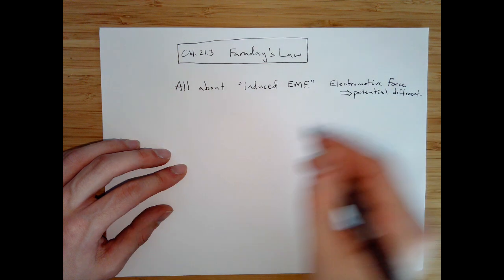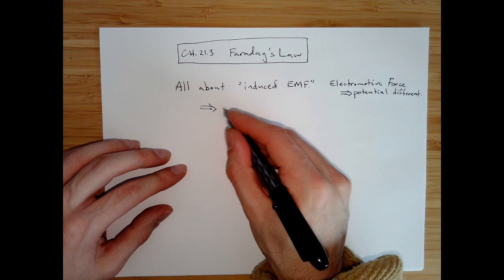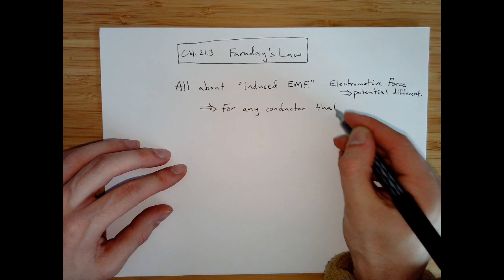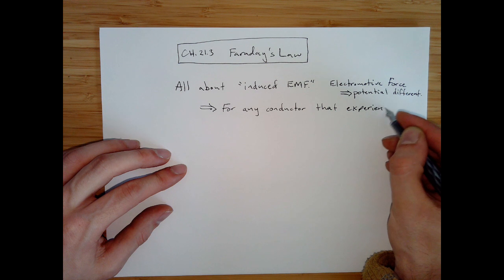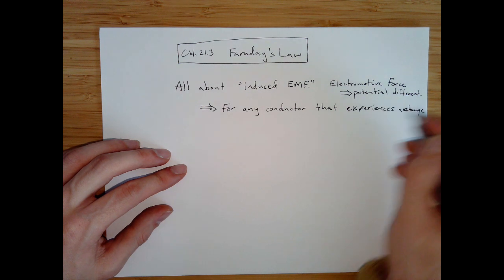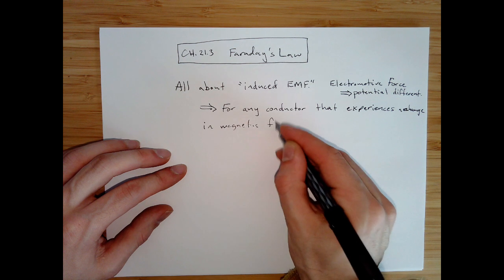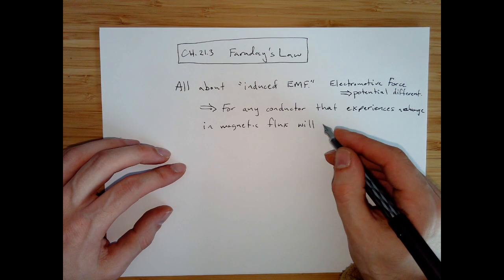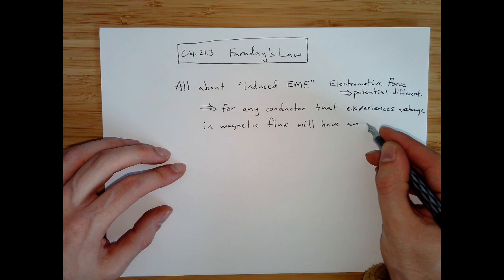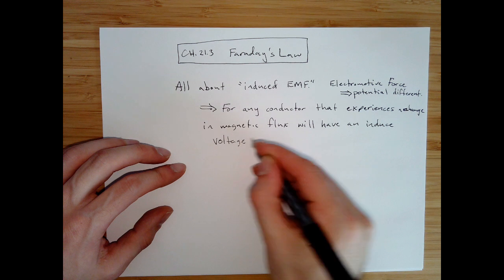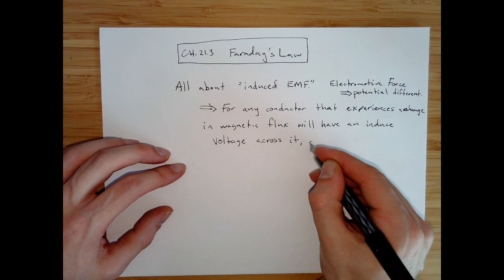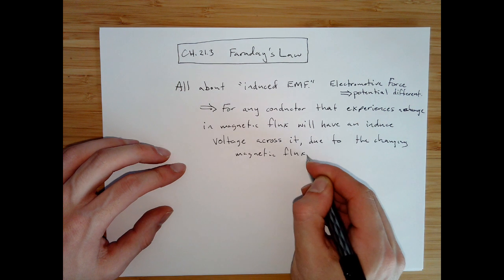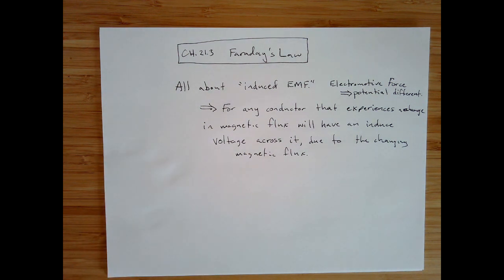And so really what Faraday's law is all about is that any conductor that experiences a change in magnetic flux will have an induced voltage across it due to the changing magnetic flux. And so that's Faraday's law kind of in English.